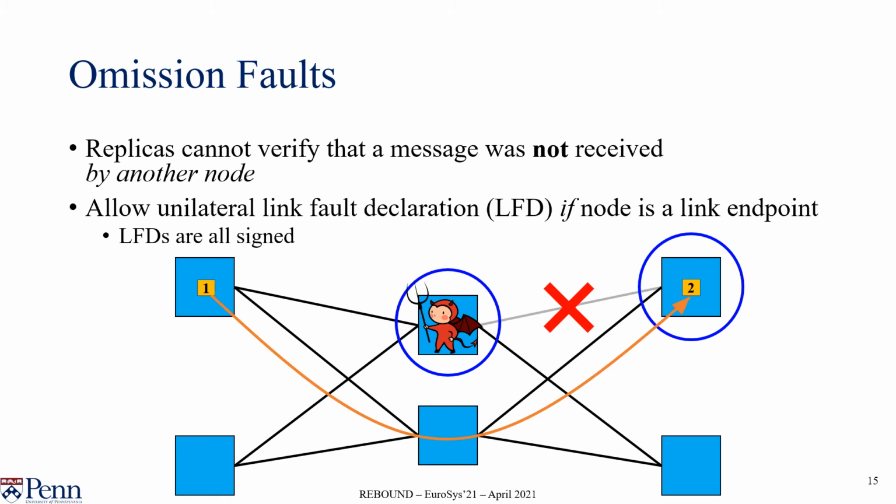Notice here that the adversary is limited in how much damage it can cause because it can only declare those links it is an endpoint of as faulty, which will only trigger the system to reroute traffic to other healthy nodes, so we're always making progress.